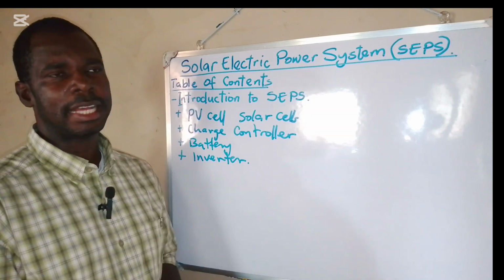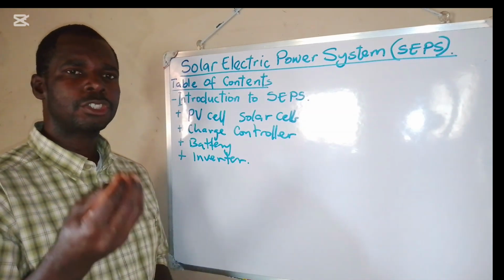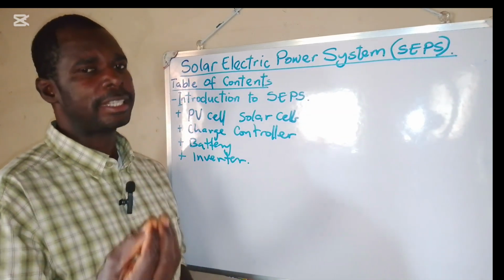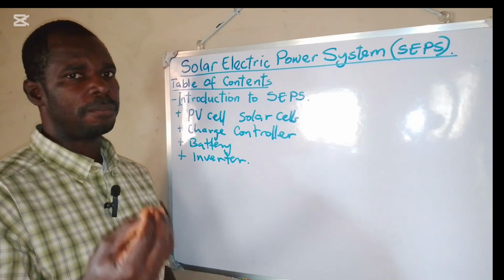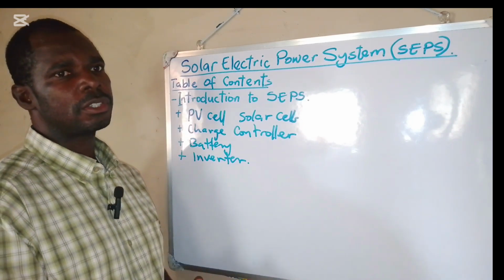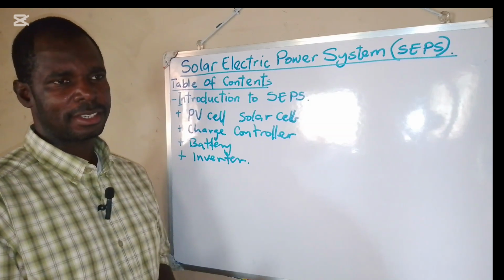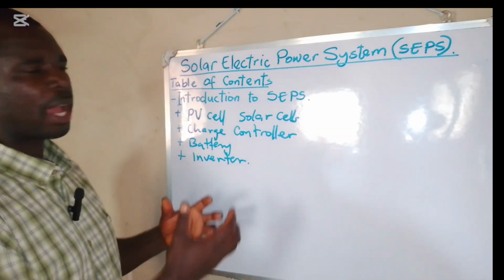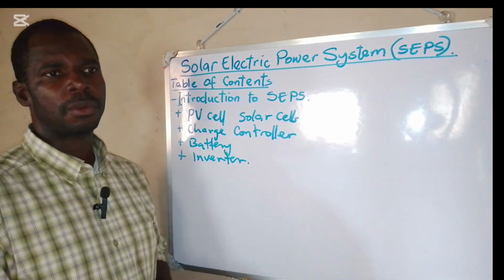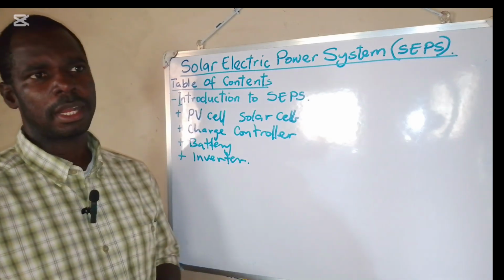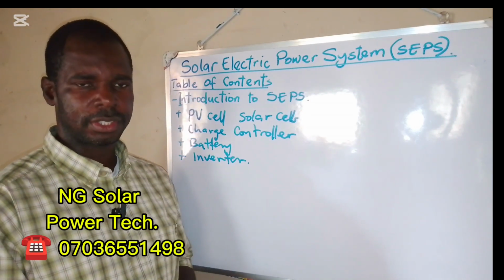Let us not forget that the primary source of energy, the primary source of power, is the sunlight. It is from this that we harvest the needed power to supply the needed electricity.